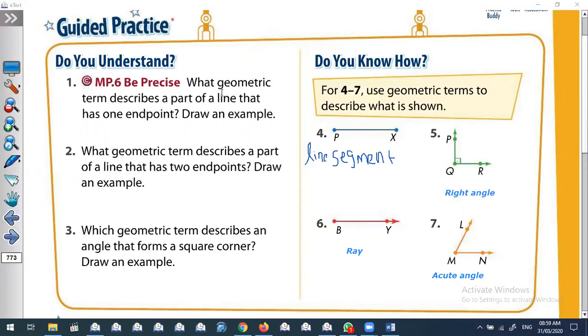Here, what geometric term describes a part of a line that has one endpoint? Draw an example. One endpoint, it will be like that. So it will be a ray.